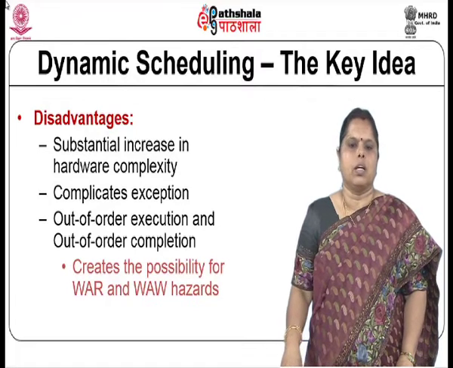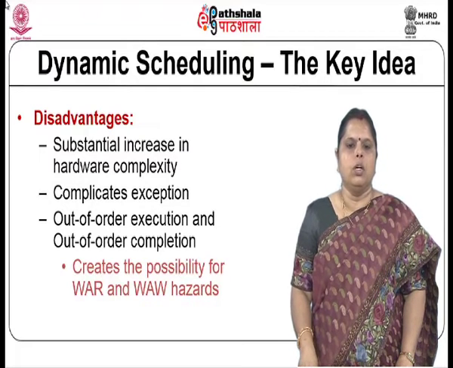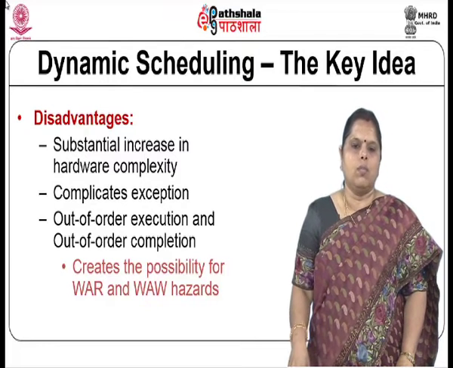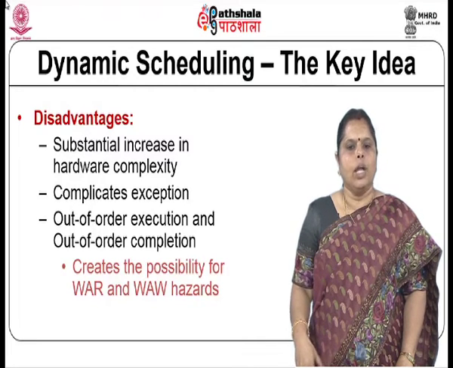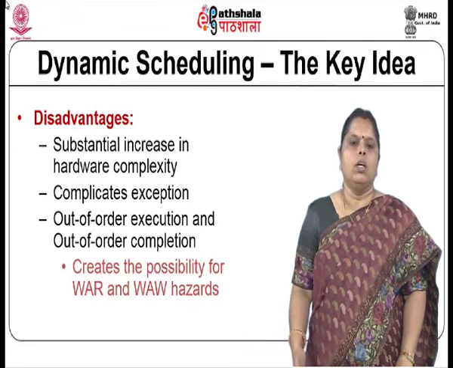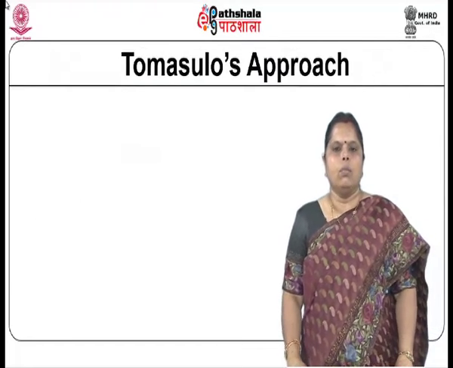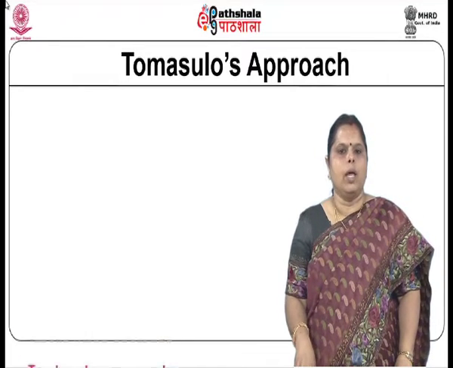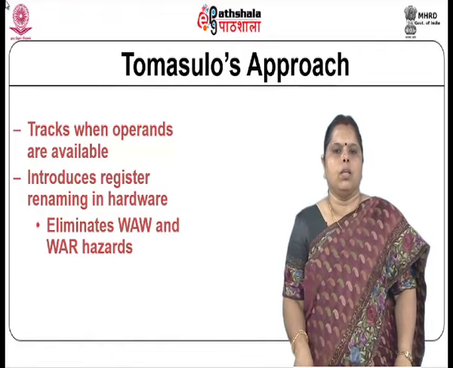It also complicates exception handling because all these instructions are executing out of order. So your out-of-order execution will also give rise to out-of-order completion. So it also creates the possibility of WAR hazards. Earlier we had WAW hazards in a floating point pipeline, but we did not have WAR hazards. Now reading instruction operands out of order will also lead to WAR hazards. So all these will have to be handled. The idea of dynamic scheduling is that with all these changes that are brought in, we should still be able to execute the instructions without giving rise to hazards. You cannot have any of these hazards happening in the pipeline.